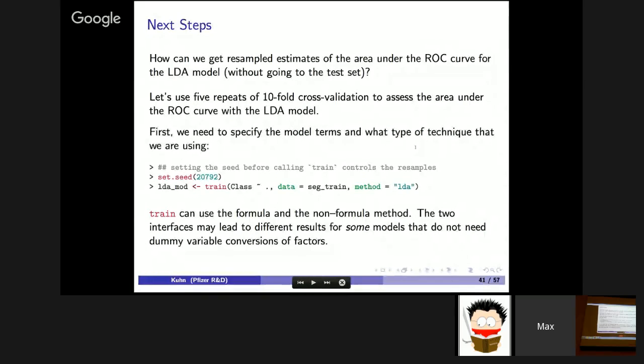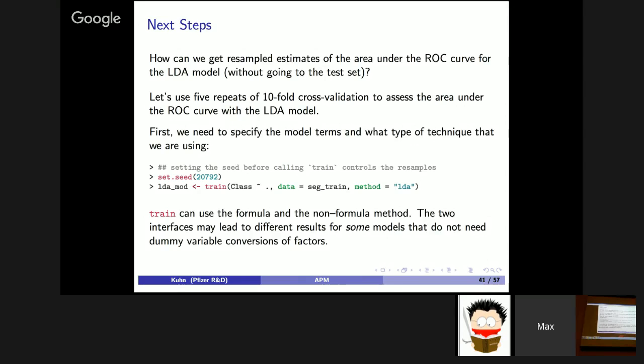There are like 2 or 3 pages where I'm going to build up a fairly complicated function call, and I'm going to walk you through each stage of doing that. The first thing I'll do is set the seed before I run train. The first thing train does, if you haven't given it the specific resamples that you want to use, is figure out, based on the type of resampling, which samples are held in and which are held out at every iteration. So if you want to fit 2 models and make sure that they use exactly the same resamples, you set the seed every time right before you call train, and you'll get the same resamples.